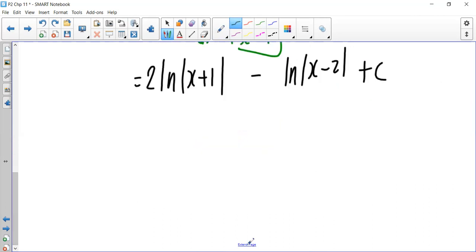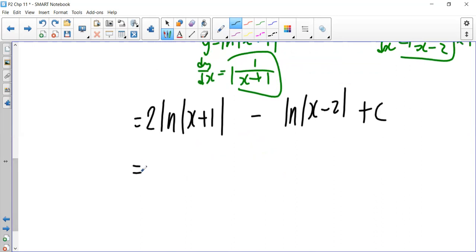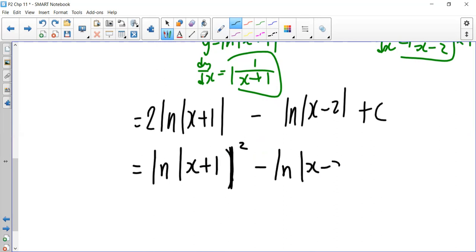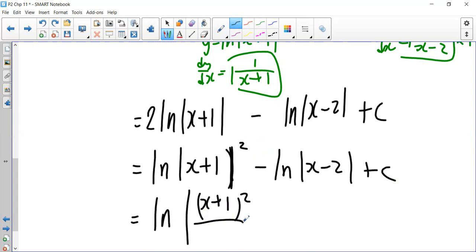So what can we simplify in here? Well, we see some ln's where you can put the power. So 2 ln x plus 1, ln (x plus 1) squared, minus ln x minus 2, plus c. ln a minus ln b equals ln a over b, plus our darling child, the missing child, forgotten child, plus c. That's the final answer.